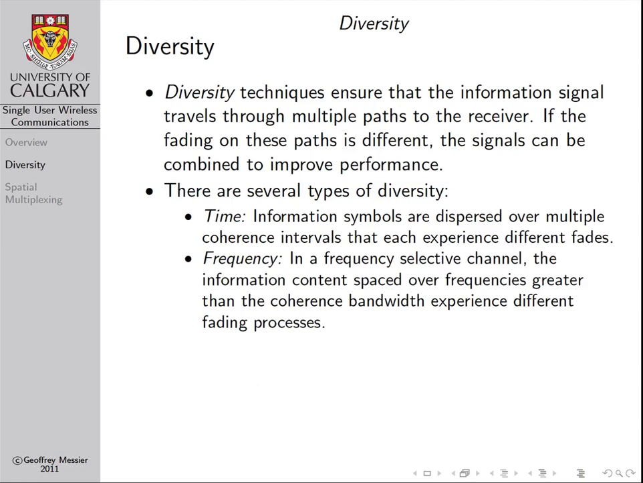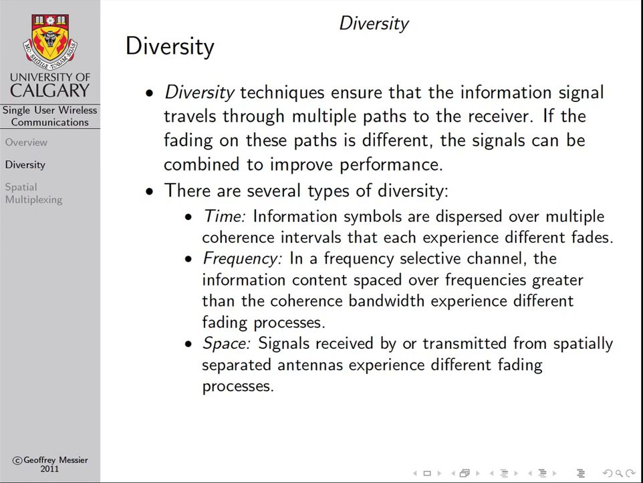The second type of diversity is what's known as frequency diversity. And here basically we consider a frequency selective channel, which in the frequency domain means that different frequencies experience different fades. And we basically take the information symbol and spread it out across frequencies so that when some copies of the information symbol are at frequencies that are experiencing a fade, other copies will hopefully be at frequencies that are not.